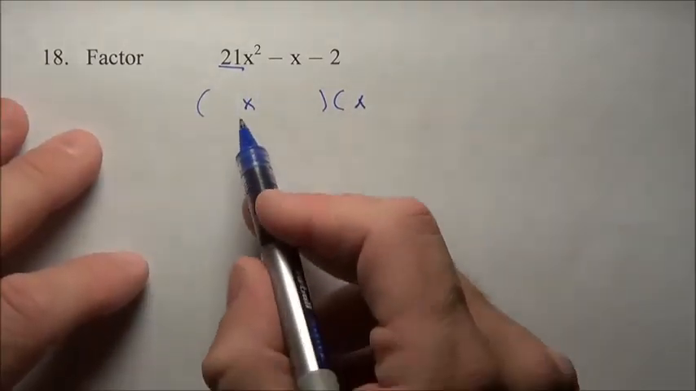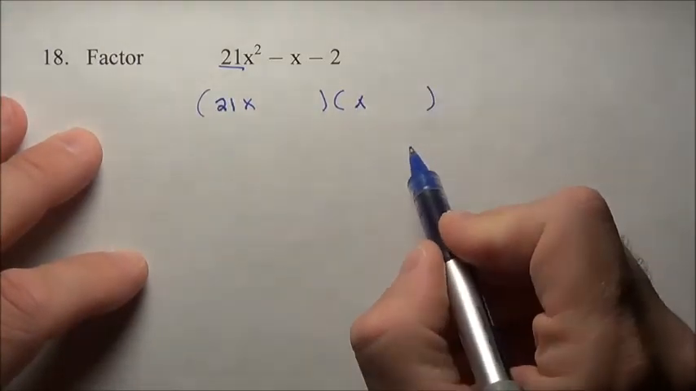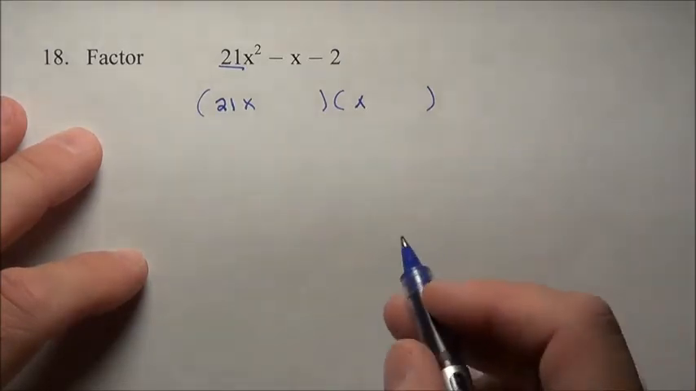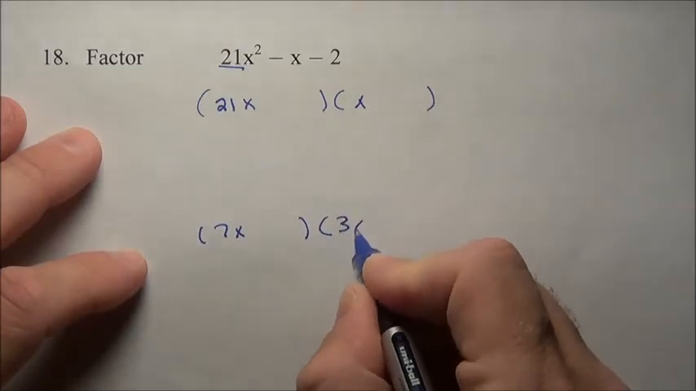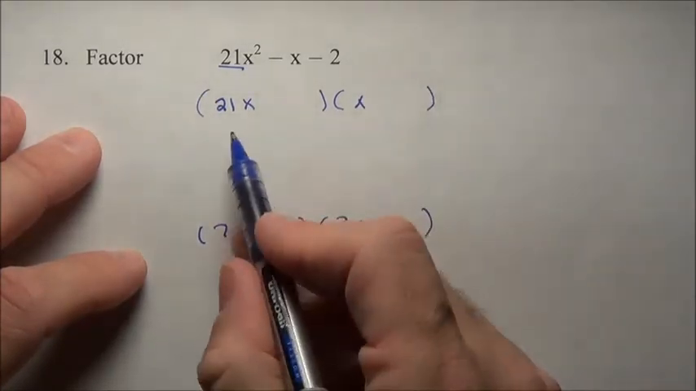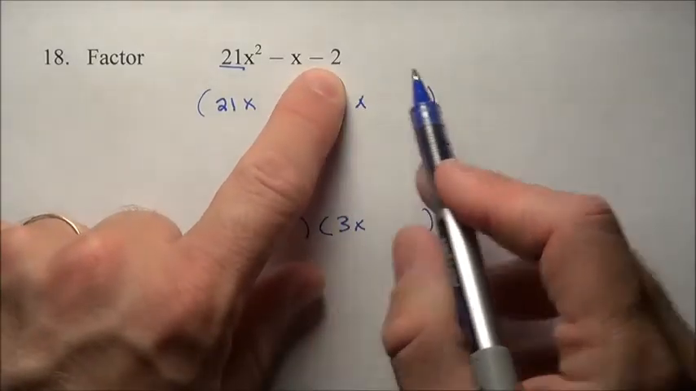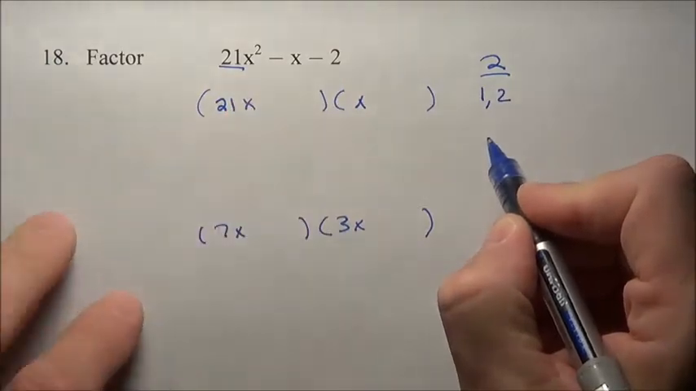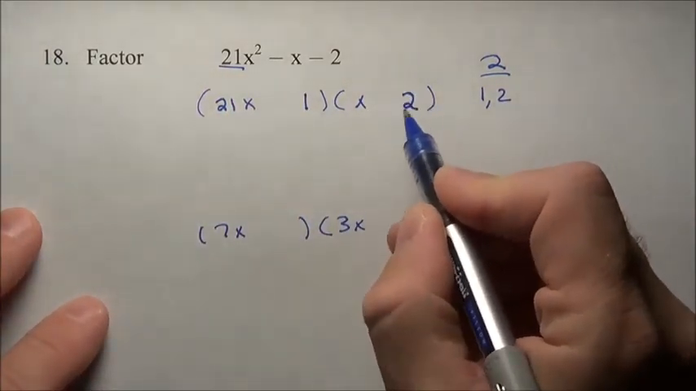There's a couple possibilities. There's 21x times the x. There's also probably the 7x times 3x. And those are really only our possibilities, 7x and 3x. Now I'm leaving room because I know there could be quite a few other things here for the final number, but actually, since it's a 2, the only things that multiply together to give me a 2 are a 1 and a 2.